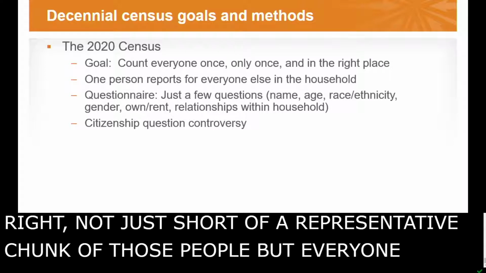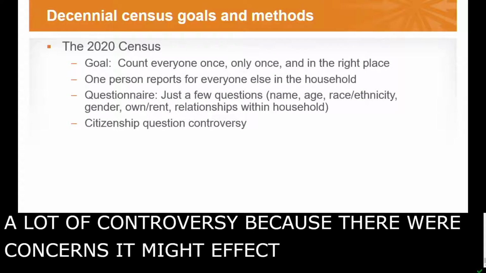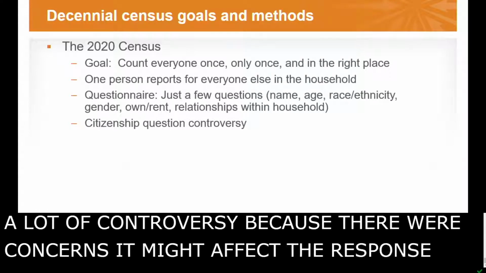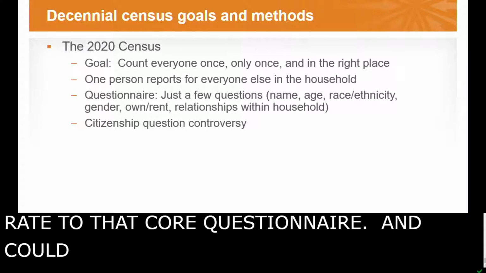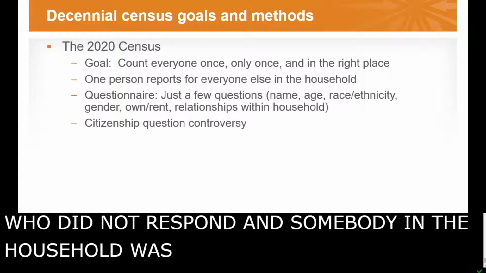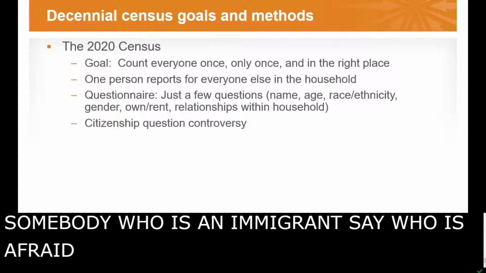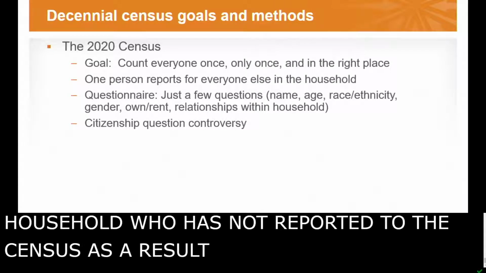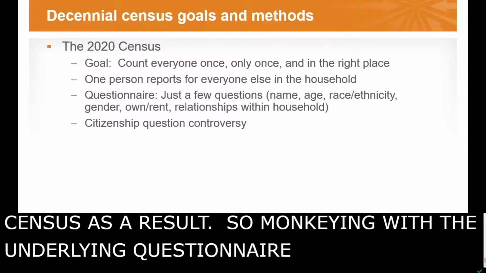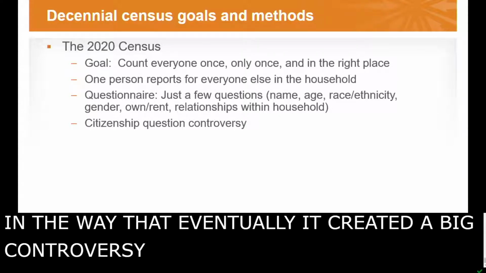And adding that citizenship question created a lot of controversy because there were concerns that it might affect the response rate to that core questionnaire, and could create issues. If you had somebody who didn't respond and somebody in their household was a citizen, you would not only depress the response rate for somebody who was an immigrant, say, who was afraid of being deported because of the citizenship question, but also a citizen who was in the household who was not reported to the census as a result. So monkeying with the underlying questionnaire for the main census is a big deal. And you can see that in the way that it created a big controversy and then eventually didn't happen. And I'll talk a little bit about what's going to be done instead in a minute.